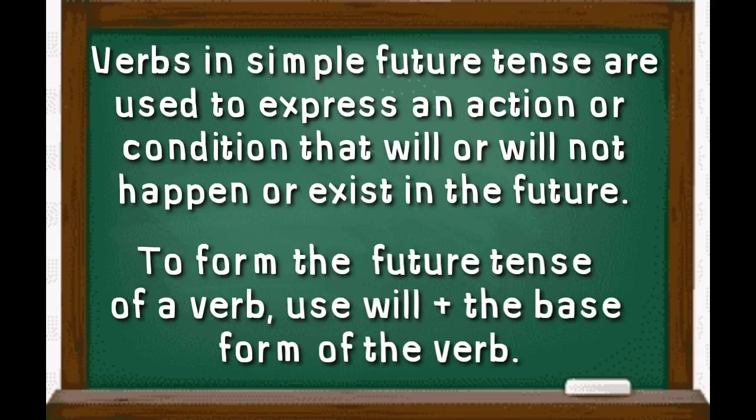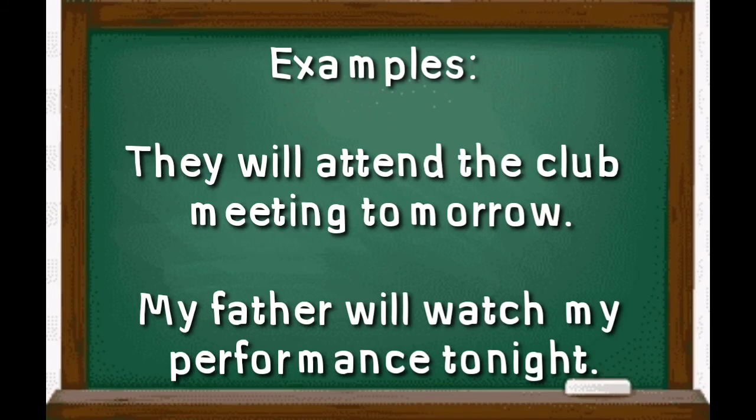Now, let us discover all about future tense. Verbs in simple future tense are used to express an action or condition that will or will not happen or exist in the future. To form the future tense of a verb, use will plus the base form of the verb. Examples: They will attend the club meeting tomorrow. My father will watch my performance tonight.